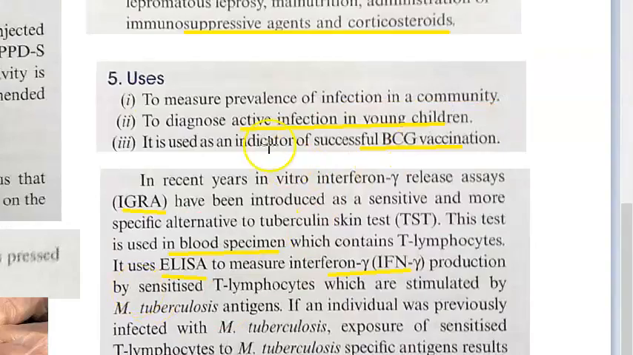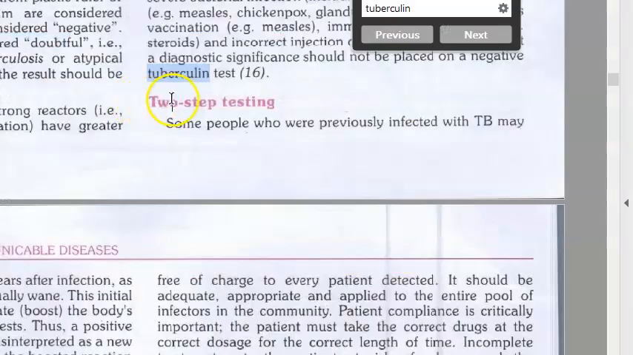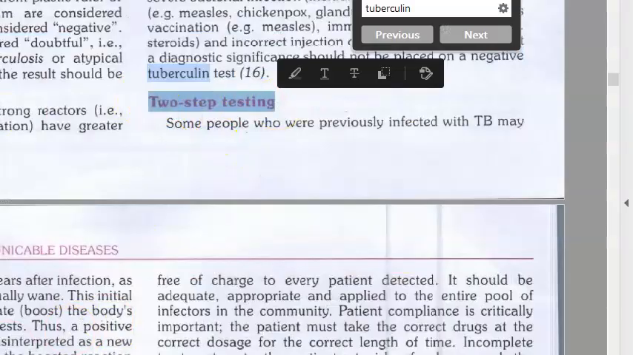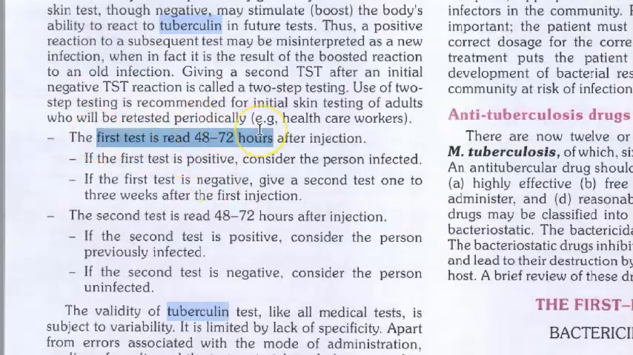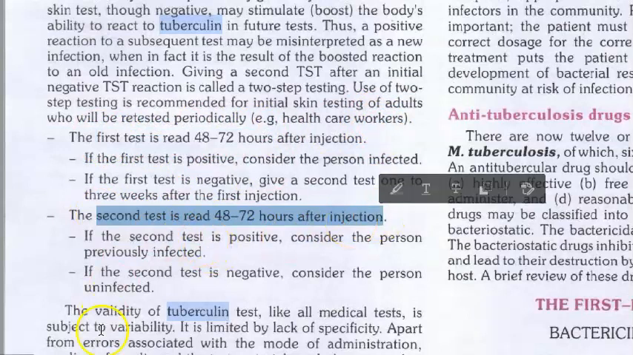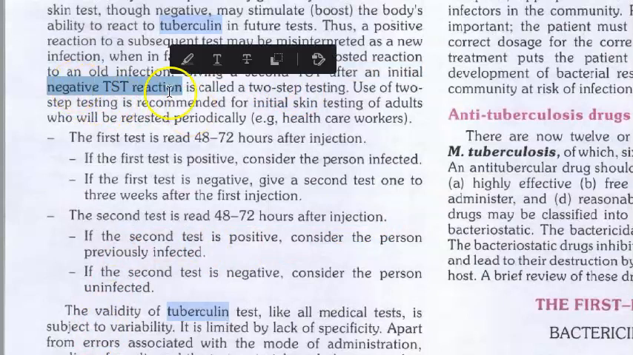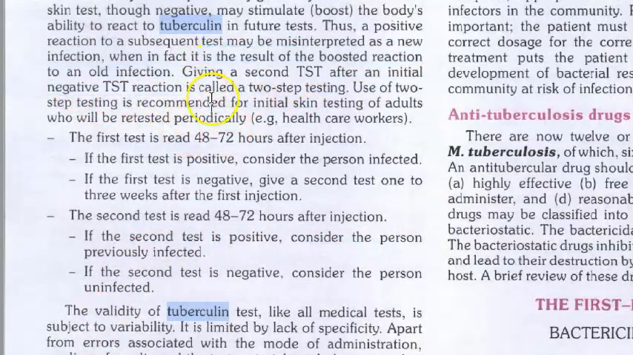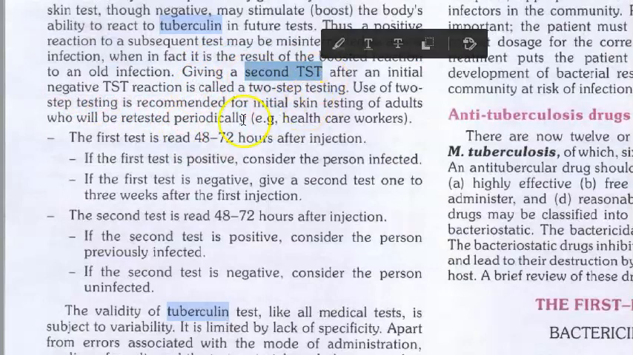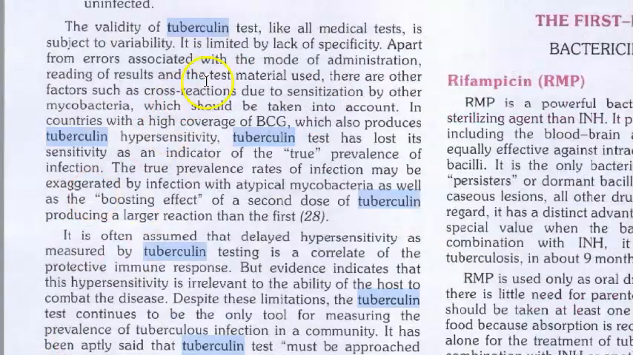So why will you use this test? To know if there is active infection in young children. So young children only, they are thinking about this. And if you know that you have been successfully vaccinated against BCG. Otherwise, why do you need it? There's also a two-step testing, guys, where the first test is read 72 hours after injection. The second test is read 72 hours after injection. What is this? So they are giving a second TST after an initial negative TST reaction. So if the person had negative, again they are doing. So that is called as a second TST. Wow. They don't seem to like this test a lot anyways.